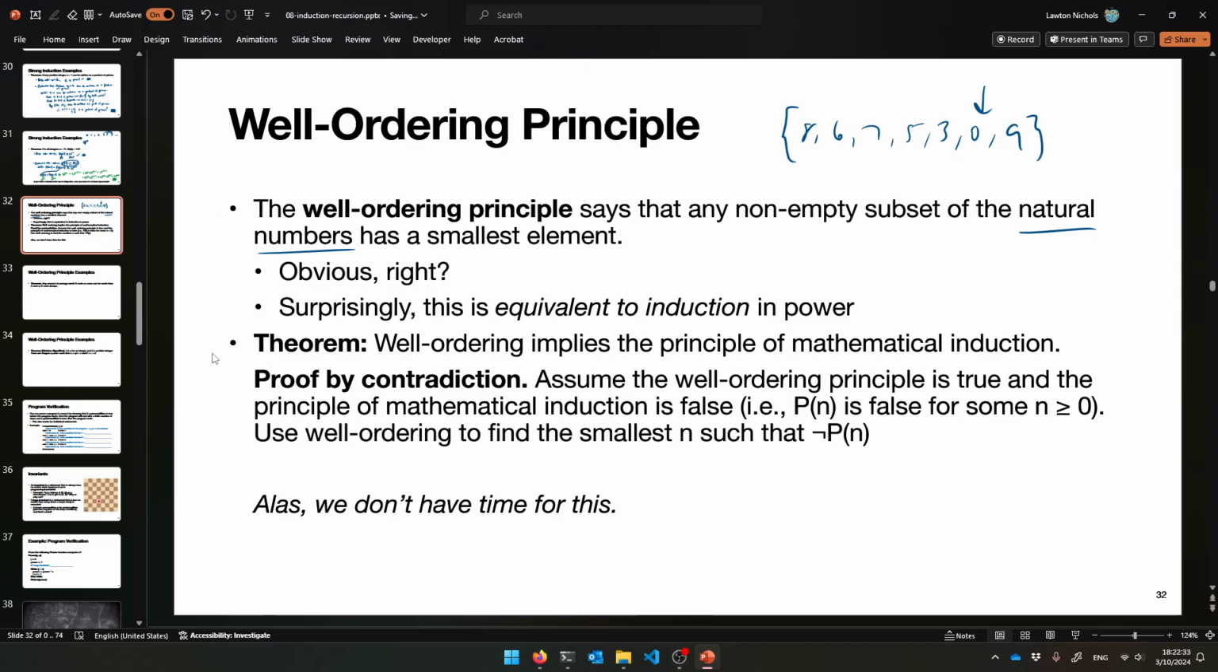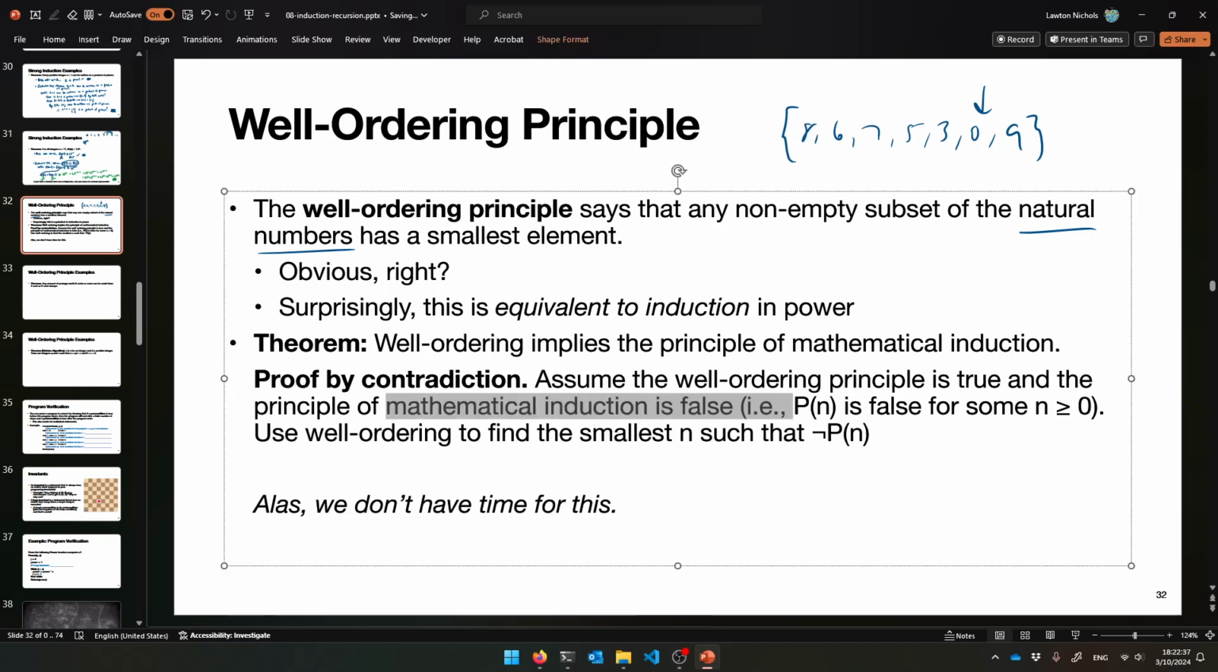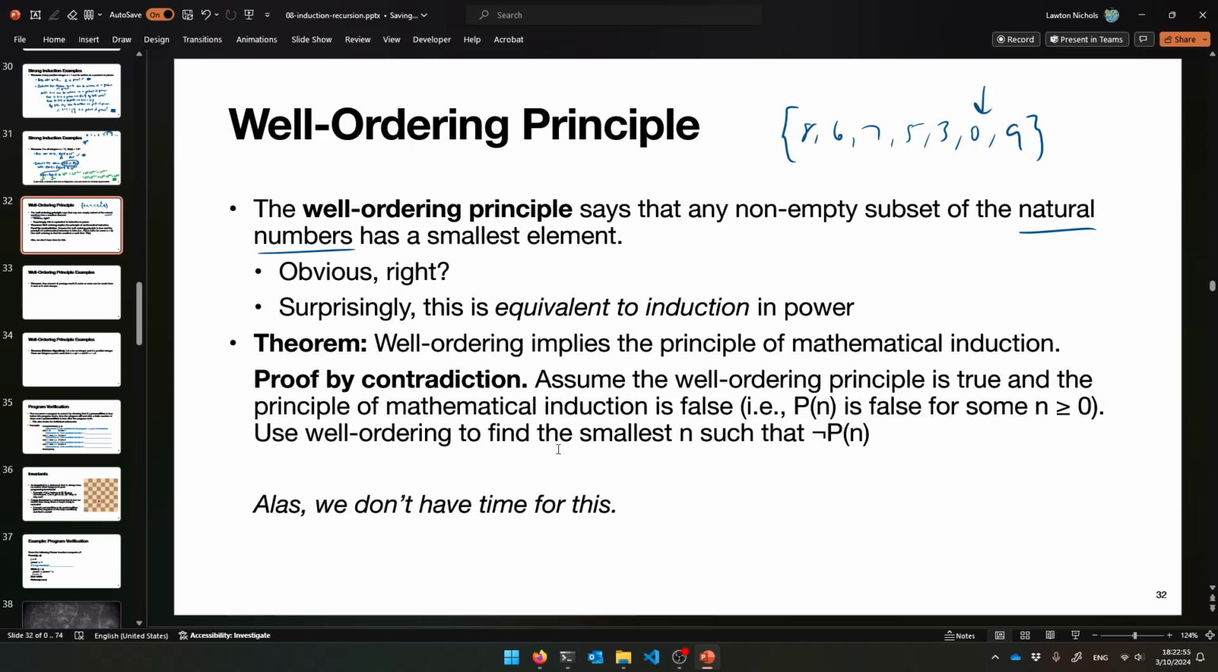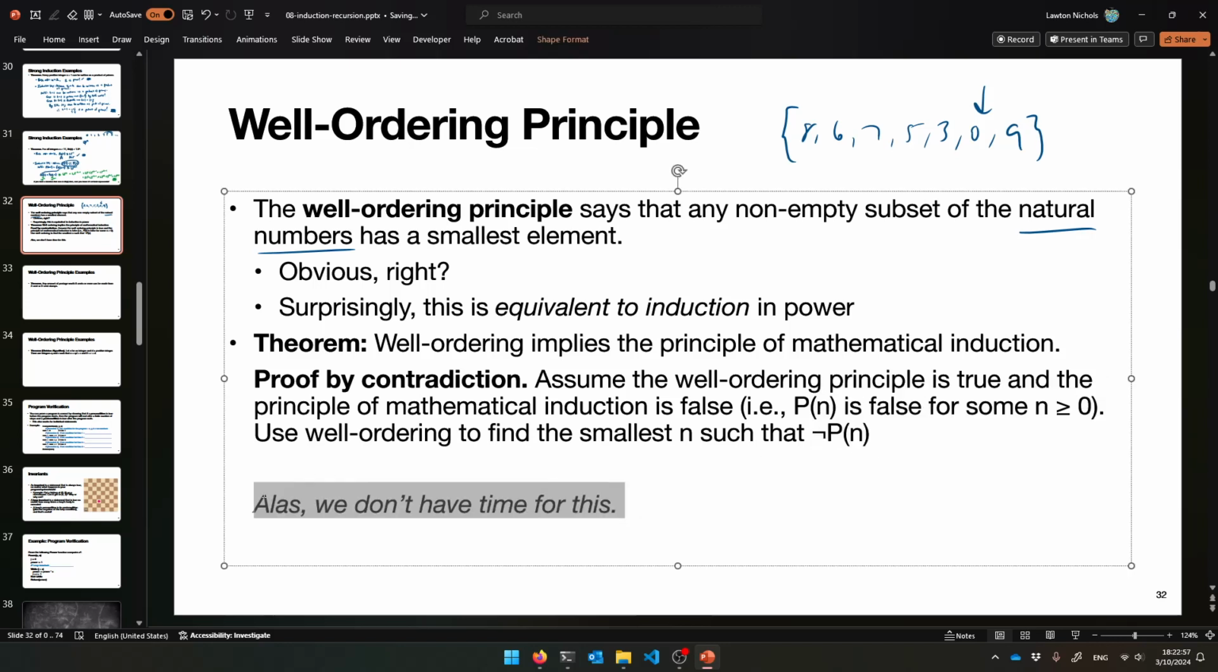It's very interesting. You're going to assume that induction is false by contradiction. That means that P of n must be false for some n. It's not true for all of them. And then you're going to use well-ordering to find the smallest one. There it is again. And then you're going to discover a contradiction. But I don't have the time to prove that to you, sadly.